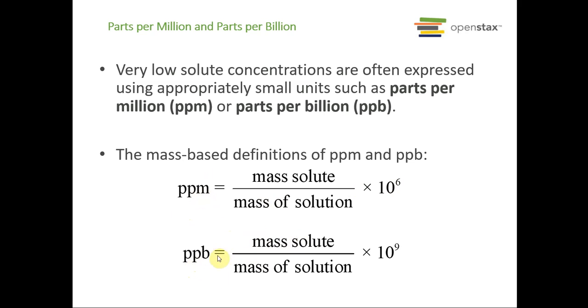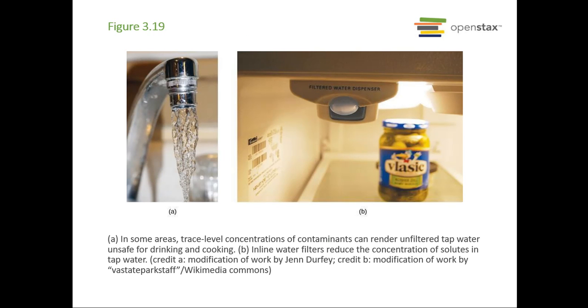And the other is parts per billion. It's the mass of the solute divided by the mass of the solution times 1 billion, 10 to the 9th. And of course, 1 billion parts per billion wouldn't even be a solution, it would just be the solute. And that is essentially it.